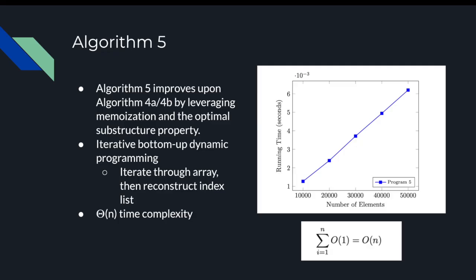This is a theta of n time complexity, as we are no longer doing the i minus k summation operation. Therefore, we can represent this relation as the summation from i equals 1 to n, and it's O of 1. This is directly equal to O of n. And as represented by the chart, we have a linear relationship in Algorithm 5.